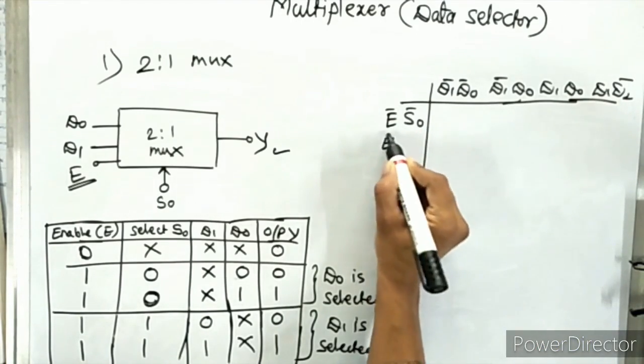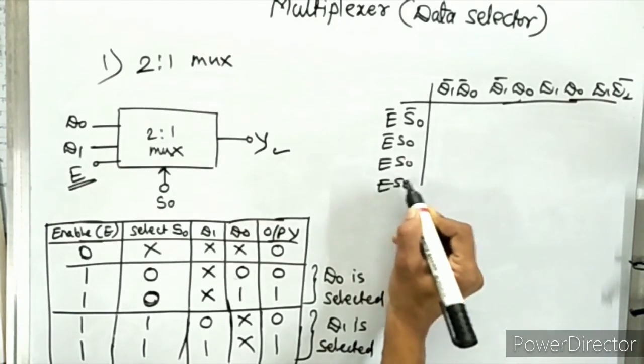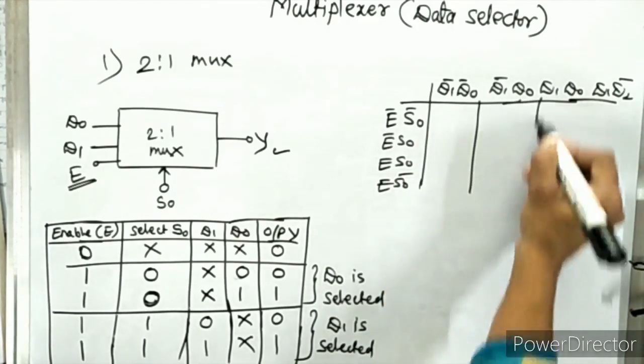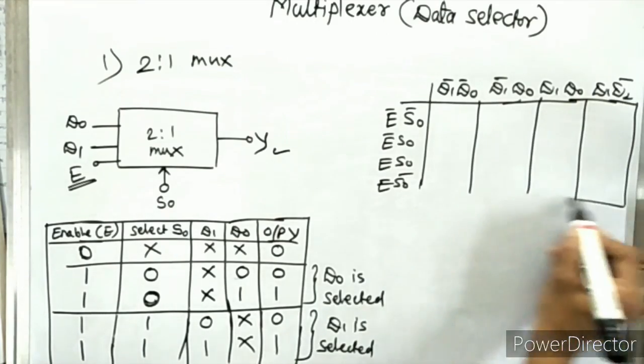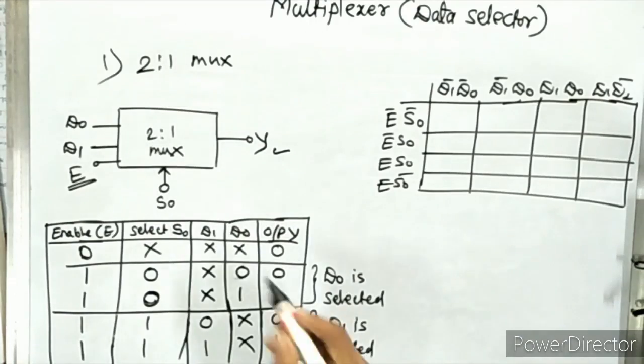Here E bar, S0, E S0 and E S0 bar. So we have to plot the truth table over here. Okay. So here output is 1 only 2 times.